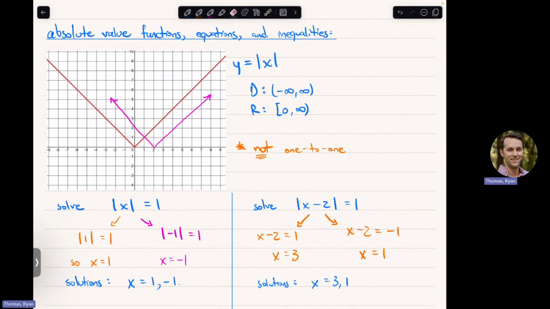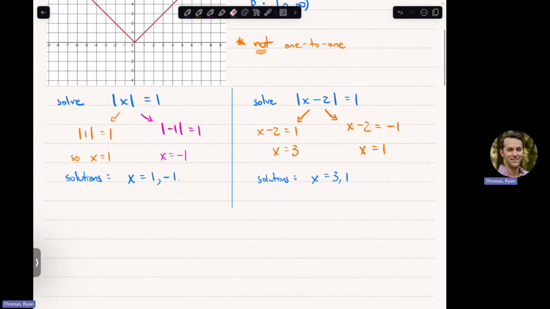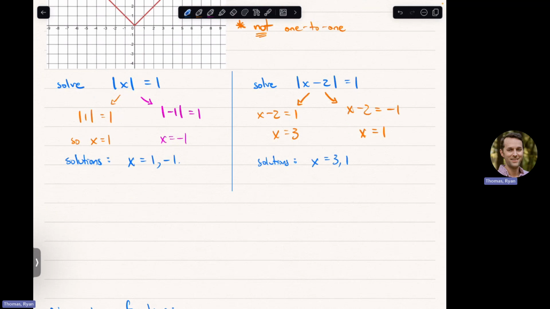We can adapt this idea then to solve things that are more complicated where, maybe I either can't or don't want to think about it as shifting. Do one more example real quick. Let's say we had 2 absolute value x minus 3 plus 5 equal to 9.